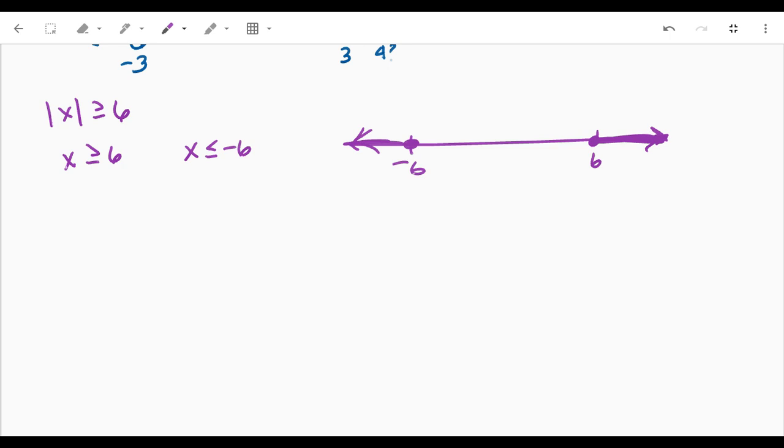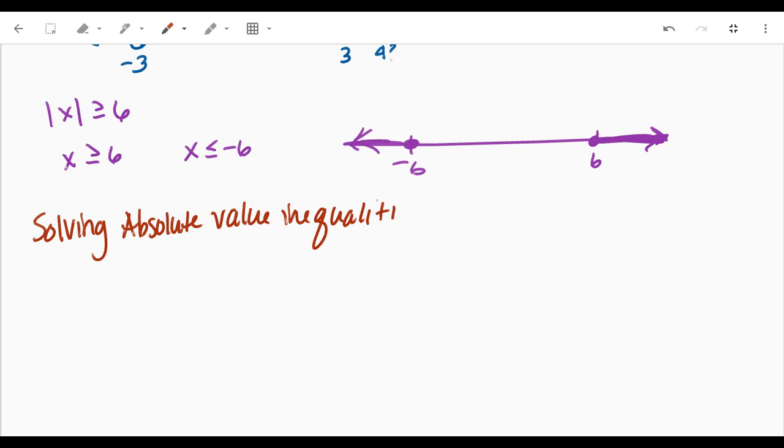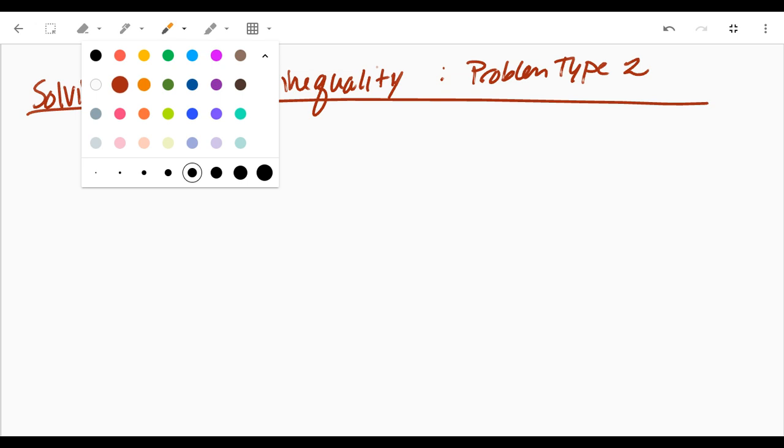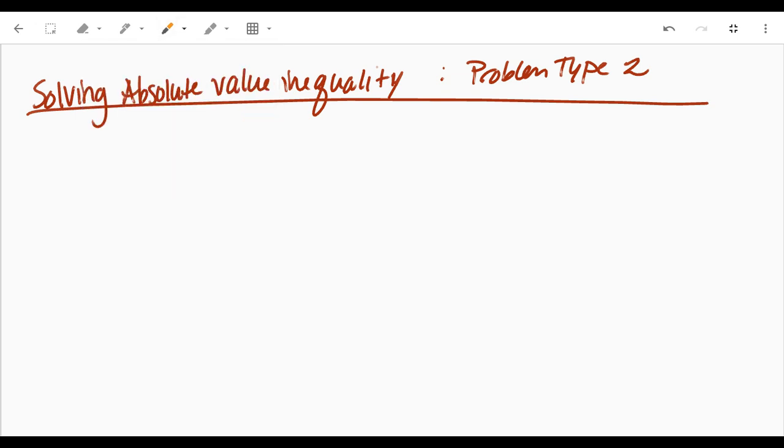Let's do another one. It's, again, solving an absolute value inequality. And this one is going to be called problem type 2. In this one, we'll have just an extra step to it. The absolute value of w minus 21 is greater than or equal to negative 12. So all we need to do is add that 21 to both sides first.